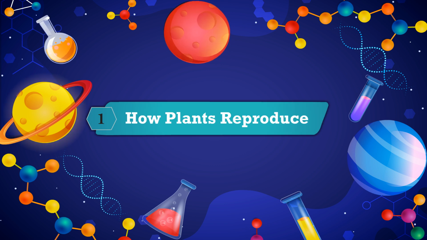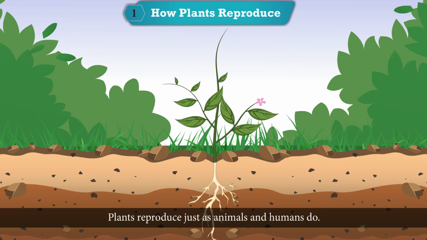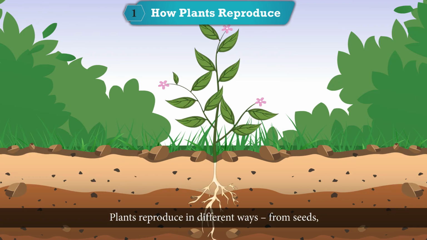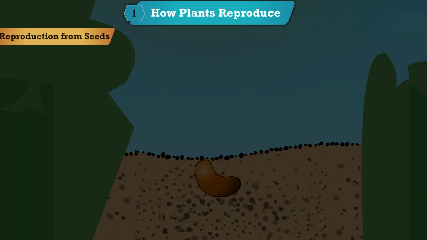Chapter 1. How plants reproduce. Plants reproduce just as animals and humans do. Plants reproduce in different ways, from seeds, from stems, from leaves, and from roots.